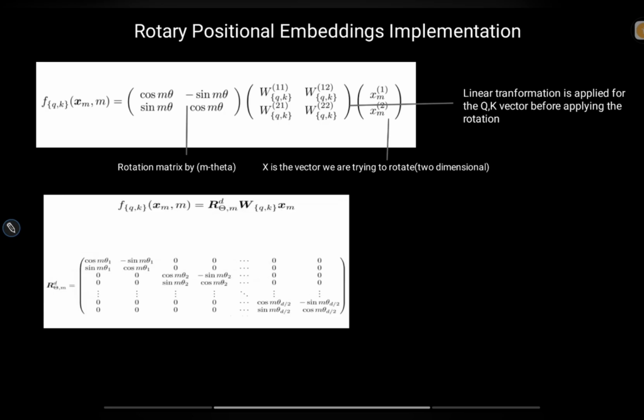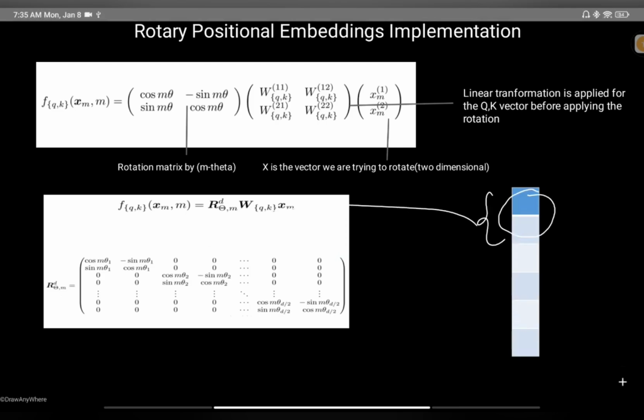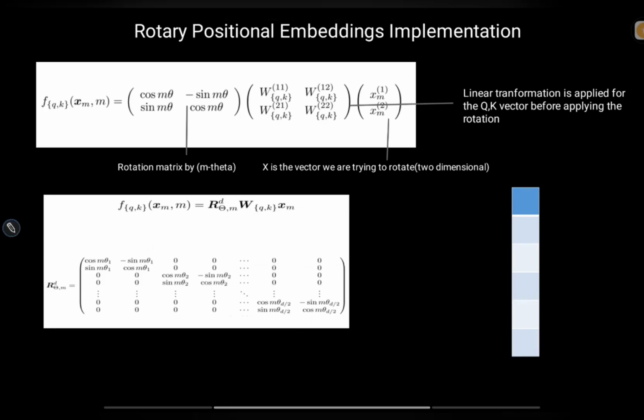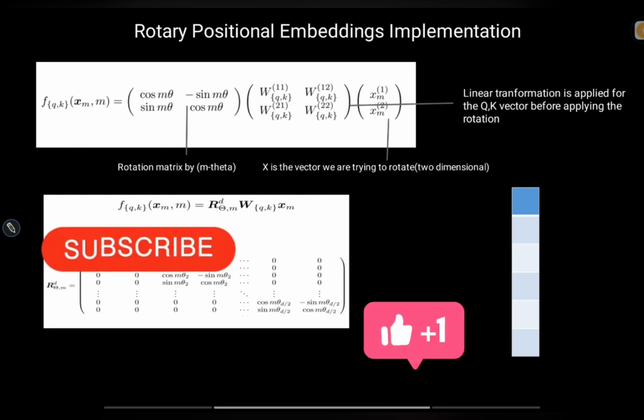Now we can scale this to multi-dimensional vectors also. These two embeddings will rotate by m theta 1, and the next two will again rotate by their own angle, and so on. This is how we scale rotary positional encoding to multi-dimensional vectors. I hope you got an understanding of what rotary positional encoding is, why we need it, and how it is a combination of absolute and relative positional encoding.